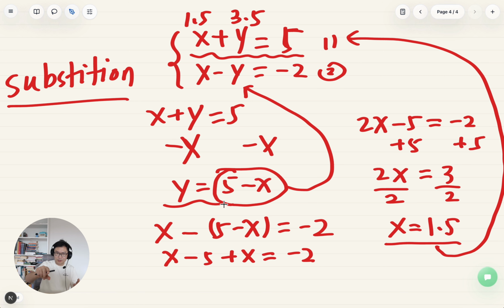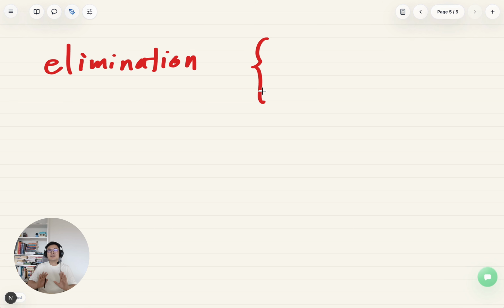The third method is called elimination. This method involves you to add the two sides of the function together, or just subtract sides of the function by the corresponding sides of the second function. Or add function 1 and function 2 together. Left side goes with the left side and the right side goes with the right side.